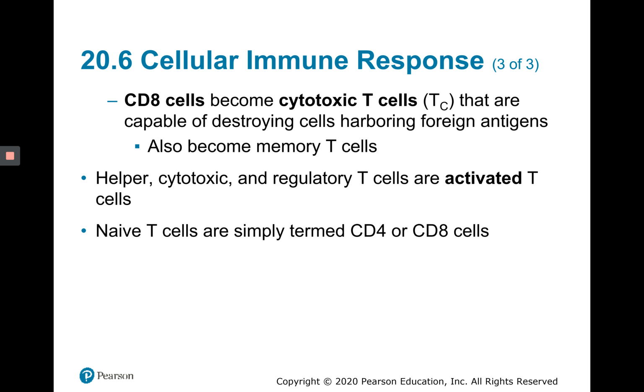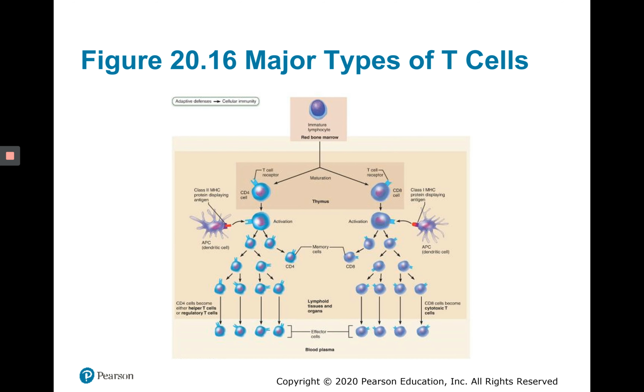Even CD8 cells can become memory T cells, but CD8 cells also become cytotoxic T cells that are capable of destroying cells harboring foreign antigens. Helper, cytotoxic, and regulatory T cells are activated T cells. The naive T cells are simply termed CD4 and CD8.